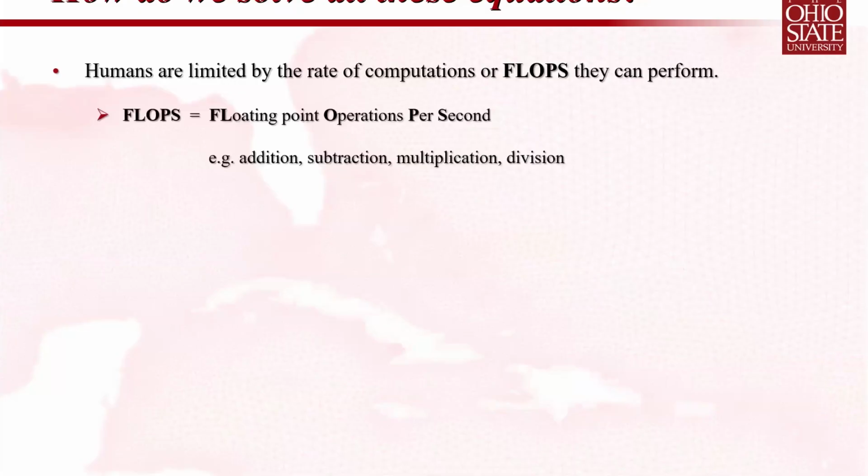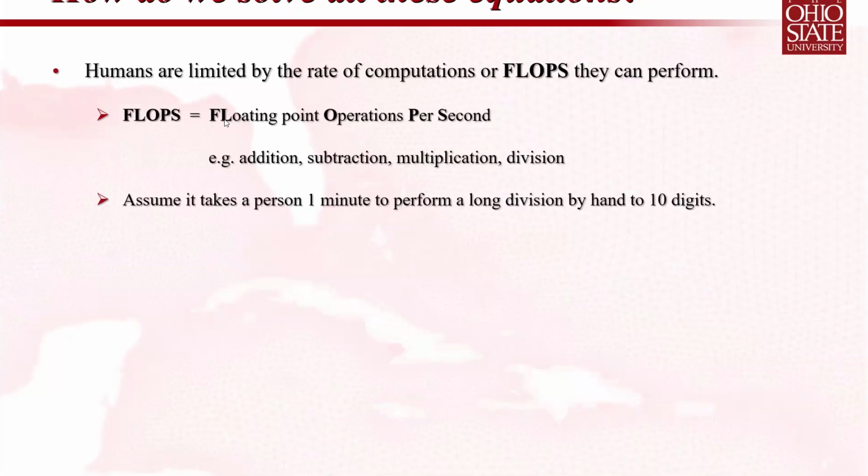So a flop is just a floating point operation per second. A floating point operation is basically everything boiled down to addition, subtraction, multiplication, and division in your codes. The flop count gives you how many of those operations you can compute per second. For example, assume it takes a person 1 minute to perform long division by hand to 10 digits. It's been a while since I've done long division, so it'd probably take me quite a bit longer. But if we roughly translated this to flops, that would be 0.017 flops.